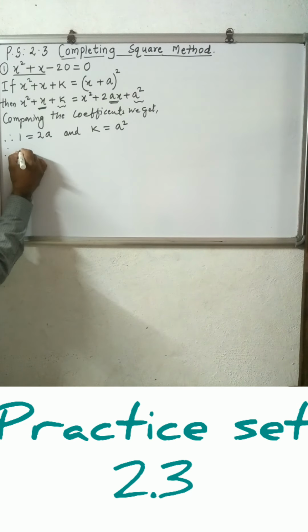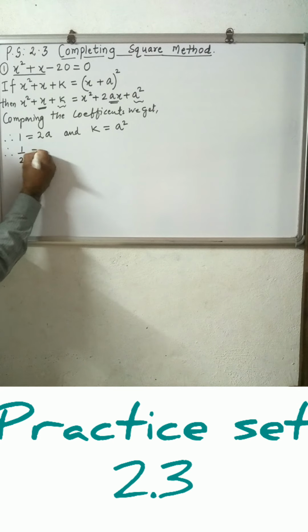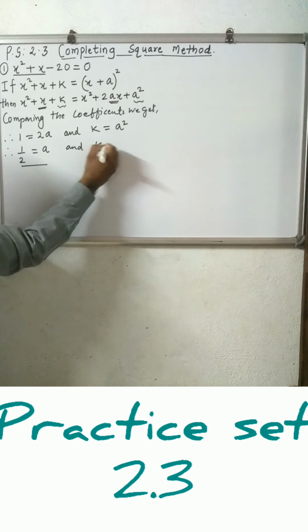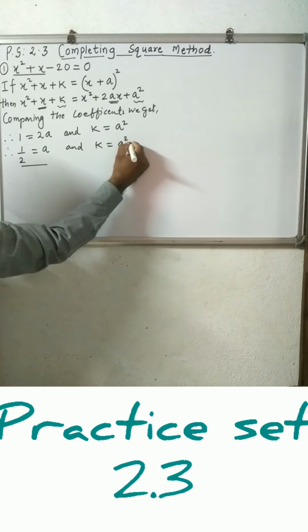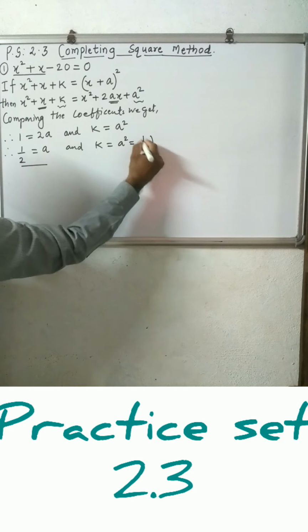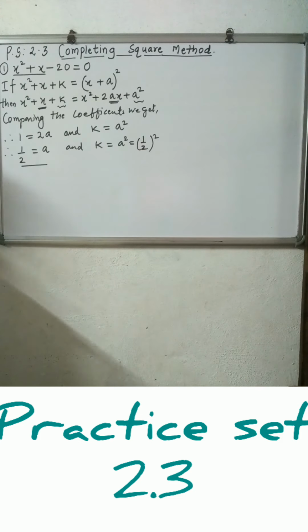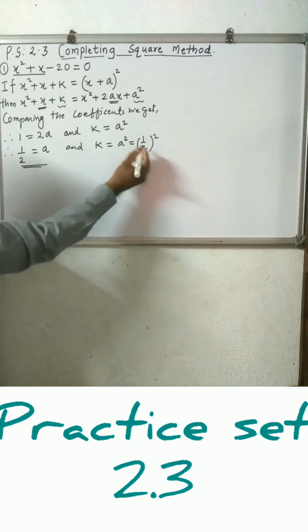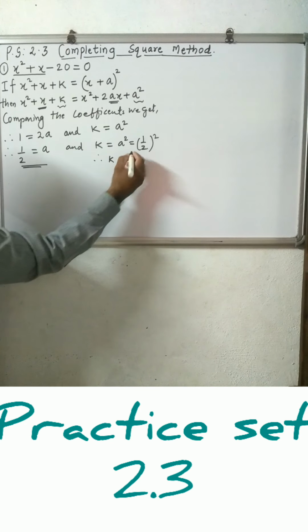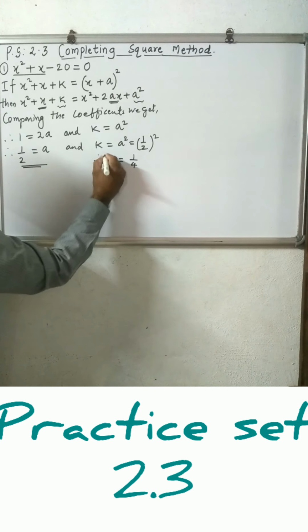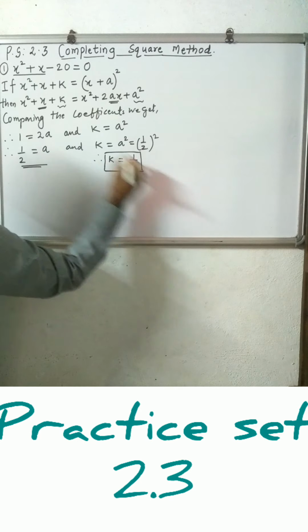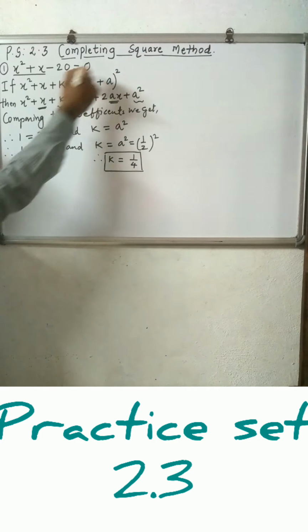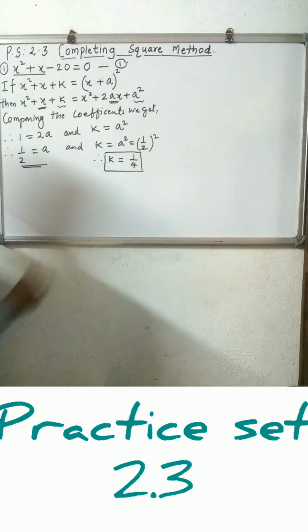Therefore here we will get 1 upon 2 is equivalent to a. A is equal to 1 upon 2 and k is equal to a square, which is equal to 1 upon 2 square. Value of a here at the place of a. Therefore k is equal to 1 upon 4. Now this value of k we have to add and subtract in our equation. Let this be equation 1 first.